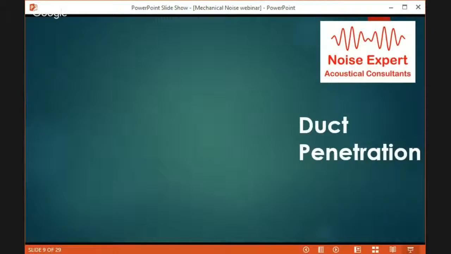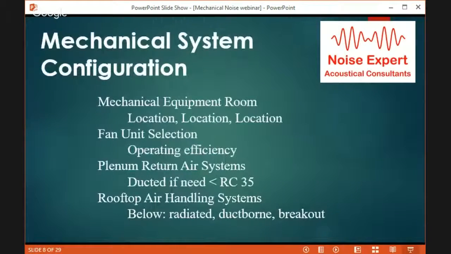Rooftop air handling systems, you have a lot of issues right below. So again, you don't want that to be in a noise sensitive area. You have noise, you get breakout from the ducts right below, you have radiated noise from the unit below, you have vibration, and you have the duct borne noise.